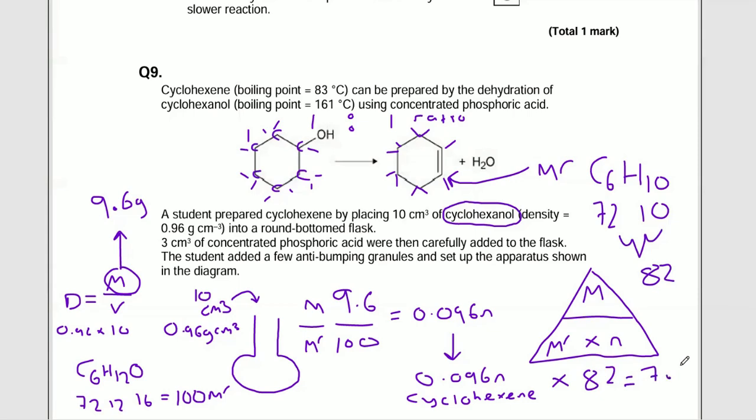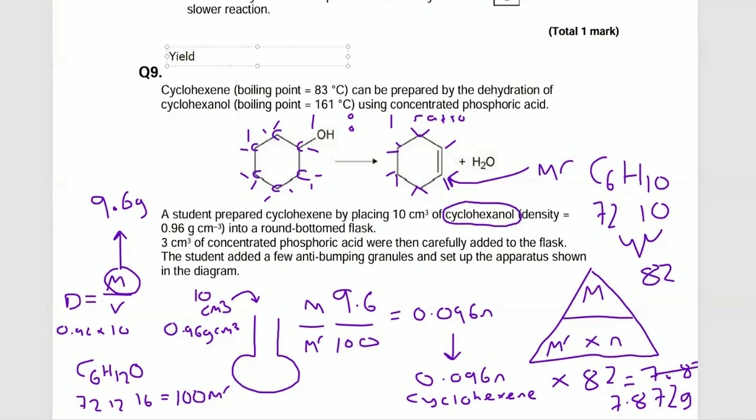And what is that going to give us? I can't fit it in on the page. That's going to give us 7.872 grams. So we've got 7.872 grams. I now want to do percentage yield. Remember that yield is equal to the actual mass, which was 5.97 from down below. We saw that. Over the theoretical maximum mass. The theoretical maximum mass was 7.872.